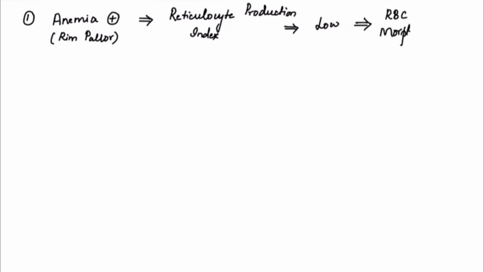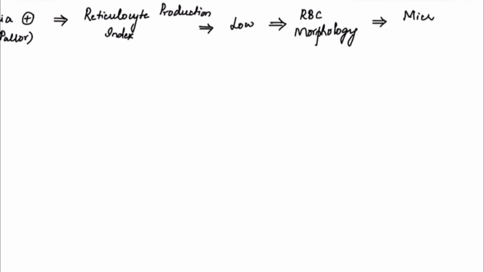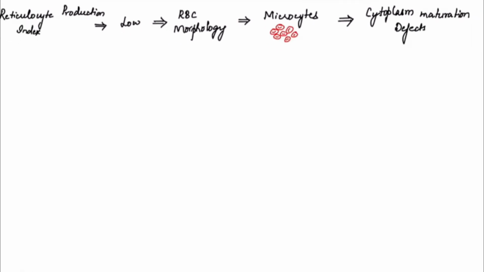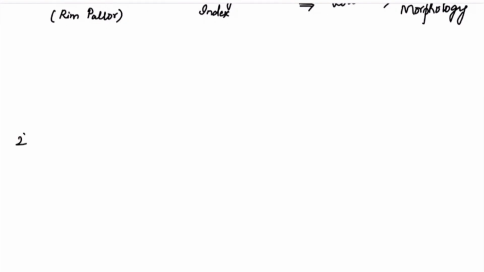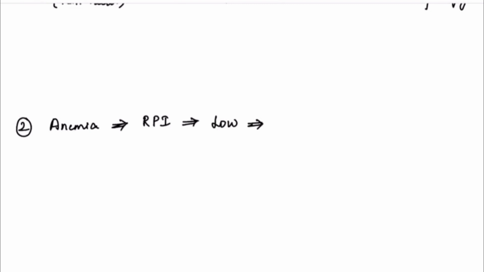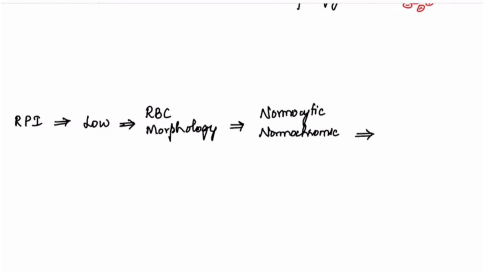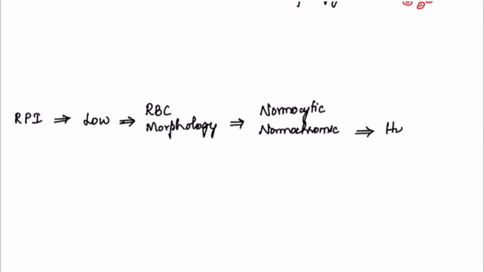Now we'll differentiate both of them by RBC morphology that showed microcytes, so it indicates cytoplasmic maturation defects. So either the cause could be heme synthesis abnormalities like iron deficiency anemia and sideroblastic anemia, or globin synthesis abnormalities like thalassemias. Second patient showed anemia. The reticulocyte production index was low. That means there is no erythropoiesis or defective erythropoiesis. Differentiate by RBC morphology, which was shown to be normal. That is normocytic normochromic picture. So normal RBCs but produced less indicates hypoproliferative anemia.